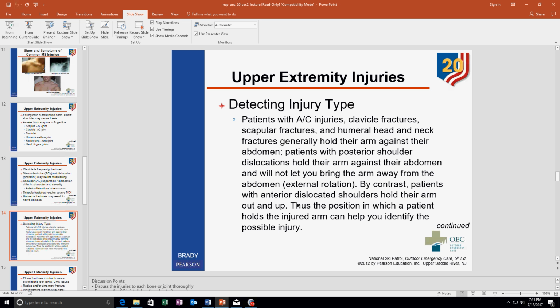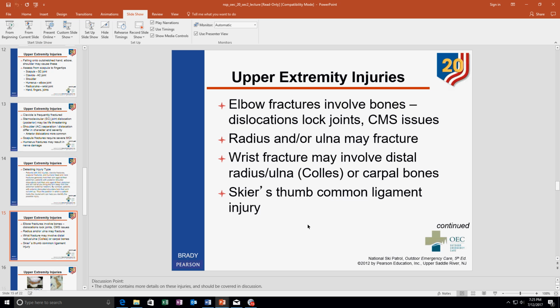Again, the bottom line, all this, you can skip to the last line. I looked at this. It says the position in which a patient holds the injured arm can help you identify a possible injury. You're going to see that when they walk in, when they come pulling up on the sled, sitting up or laying down, or sitting on a hill under a tree. They're holding their leg, they're holding their neck, they're holding their arm, shoulder, whatever. That'll give you an initial clue of what you're going to be treating or might find. Basically, you can fracture anything you want.